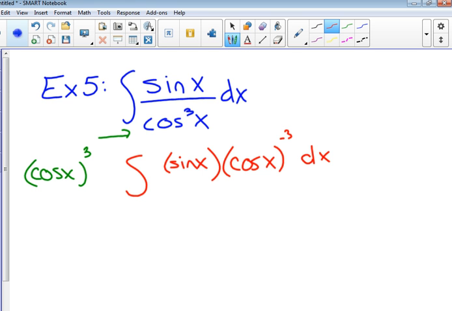Is this double reverse chain rule? No, it's not double chain rule. Do your U and du. It should look a little bit nicer than you're thinking. Which part of this looks tougher? The right part, okay. So let U equal what? What's in the parentheses? Cos x.